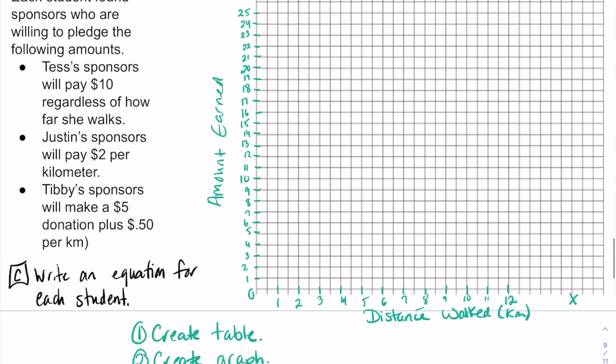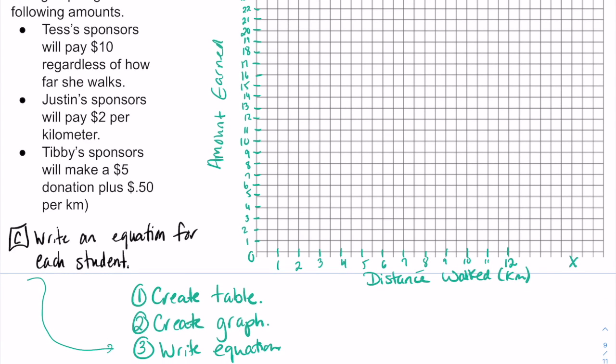And then the third thing that you're going to do, and that comes from part C, you are going to write an equation for each person. And so you're going to have an equation for Tess, an equation for Justin, and an equation for Tibby. But remember, when you do that, we are looking at either y equals kx or y equals mx plus b, where k and m are your unit rates, and b, if it's not proportional, is that starting value when x was 0. So in this case, it would be the starting value for 0 kilometers. So table, graph, equation.